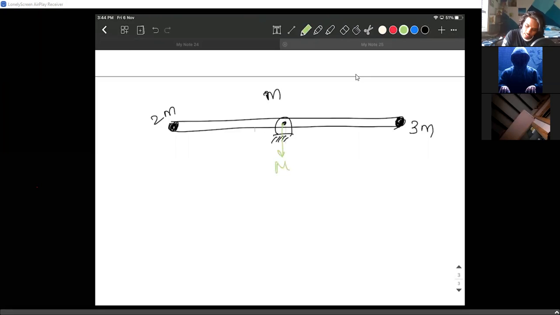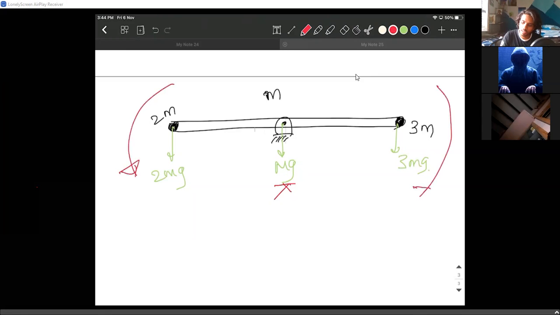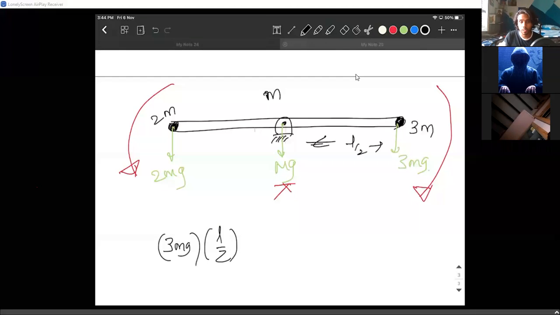There are different forces acting. Mg is acting here, 2mg is acting here, 3mg is acting here. So who is capable of creating torque? This cannot create any torque because it is passing through the hinge. 2mg will create a torque like this. 3mg will create a torque like this. So I'm going to write the torques as 3mg into L by 2, since this is L by 2. 3mg into L by 2 clockwise minus 2mg into L by 2 anti-clockwise. That is the net torque equals I alpha.